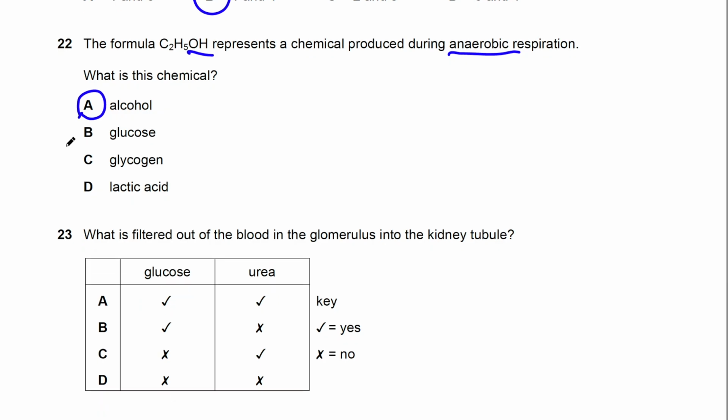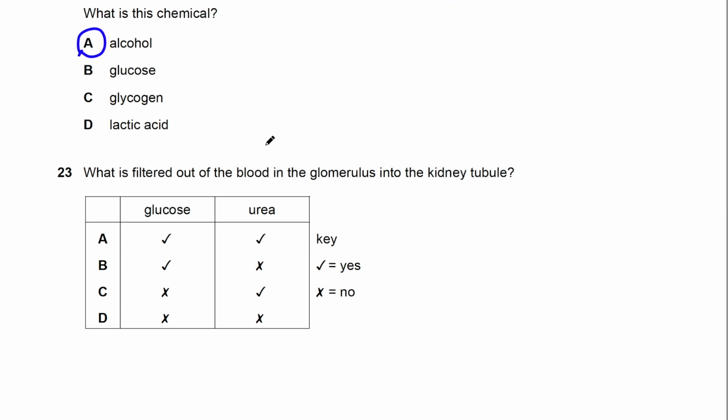Moving to question number 23. What is filtered out of the blood in the glomerulus into the kidney tubule? Glomerulus, sure, to the kidney will both take glucose and urea. Glucose and urea, but sure, it's not a protein, but they did not mention protein here. So directly we'll go with which option?